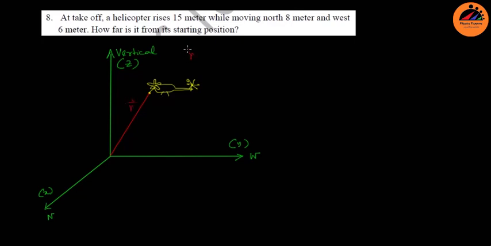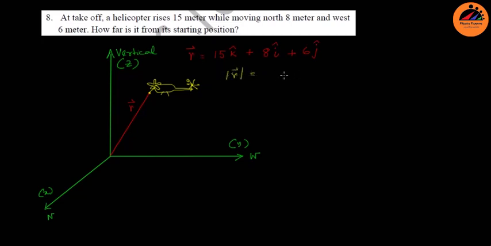So now r, I can say that it has gone 15 meters times k cap, because the height is 15 meters, plus it has gone north 8 meters, so 8 i cap, plus 6 meters along west, j cap. So that's all. So this is the expression. So how far is it from the starting point? So that's mod of r.